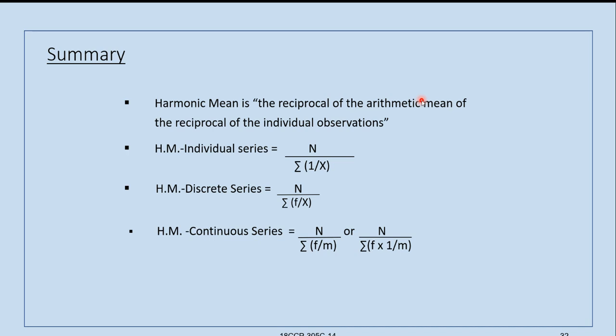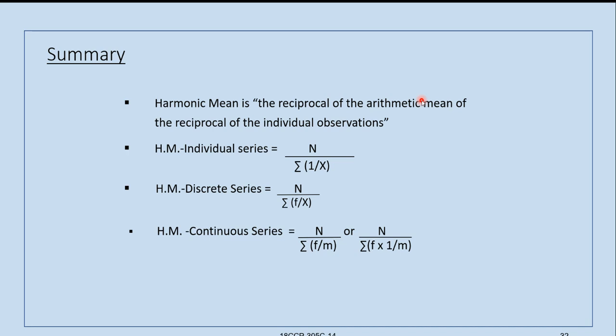In other words, we are calculating the arithmetic mean of the reciprocals only. Sigma 1 by x, n by sigma 1 by x. This is nothing but arithmetic mean of the reciprocal. So the result is automatically reciprocal of the arithmetic mean. So the reciprocal of the arithmetic mean of the reciprocal of the individual observations. That is the definition.